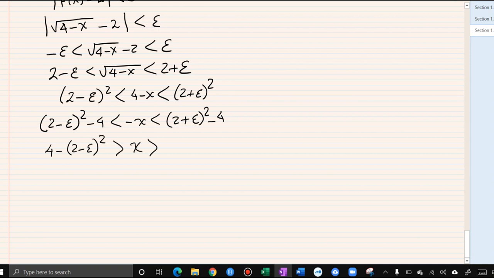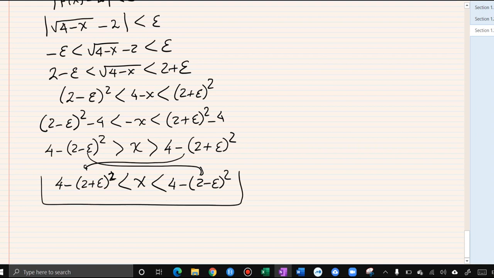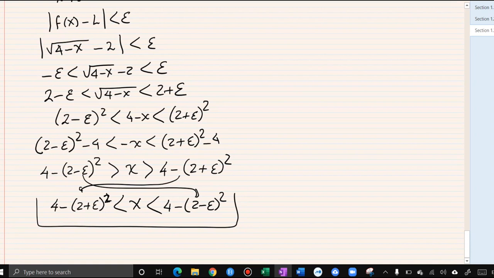So this is going to be a negative 4 becomes positive 4 minus parentheses 2 plus epsilon squared. Okay, now let's write it in a form where our inequalities run the usual direction, right? So I'm going to bring this expression here, take that one over there. So it's going to be 4 minus (2 plus epsilon) squared less than 4 minus (2 minus epsilon) squared. Wow, look at that. Okay, now this is what our epsilon tolerance comes down to.